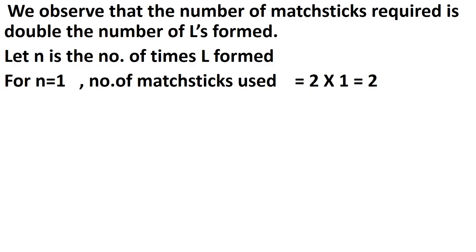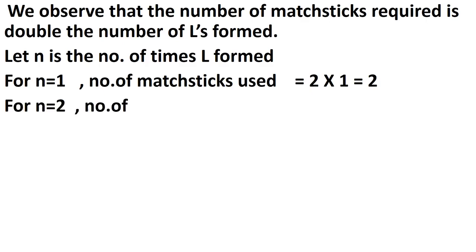If n is the number of times we are making L, n is any number, let it be 1 now. For 1 time we are making L, the number of matchsticks used is, in 1L we said 2 matchsticks are used, so 2 multiplied by 1. This 1 is the number of times we are making L. So 2 multiplied by 1 equal to 2.